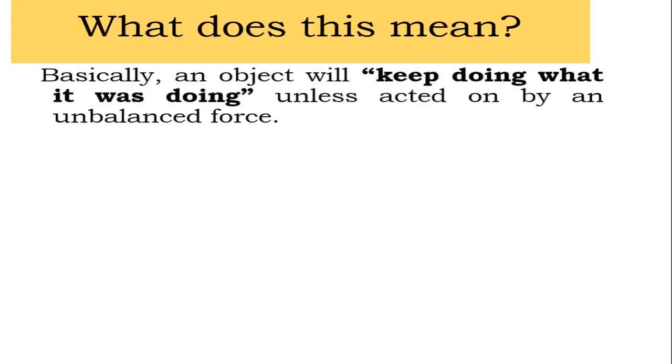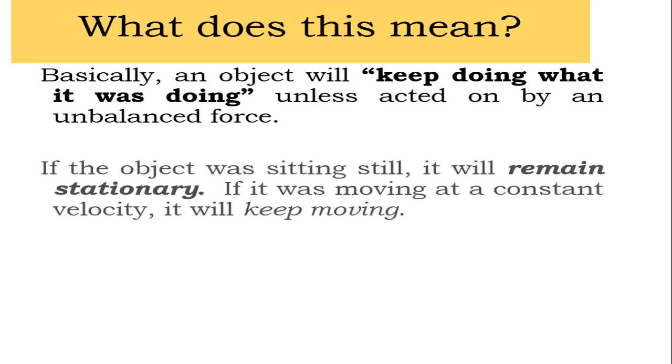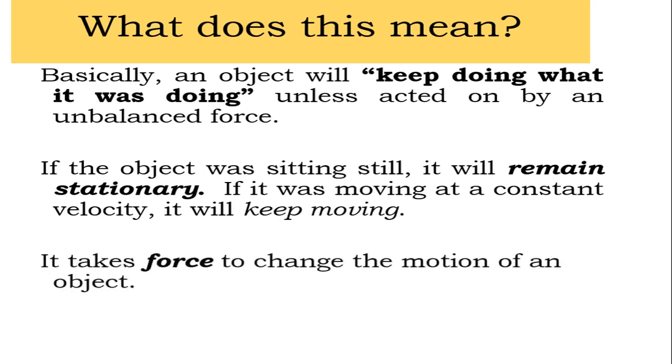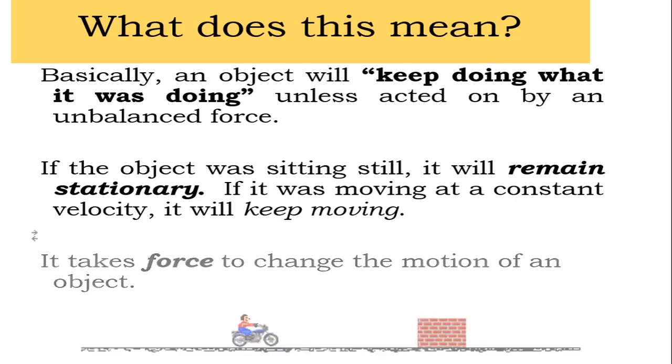So what does this mean? An object will keep doing what it was doing unless acted on by an unbalanced force. If the object was sitting still, it will remain stationary. If it was moving at a constant velocity, it will keep moving. So if there is no unbalanced force acting on an object, the object will not move or will not change its speed. It only takes force to change the motion of an object.